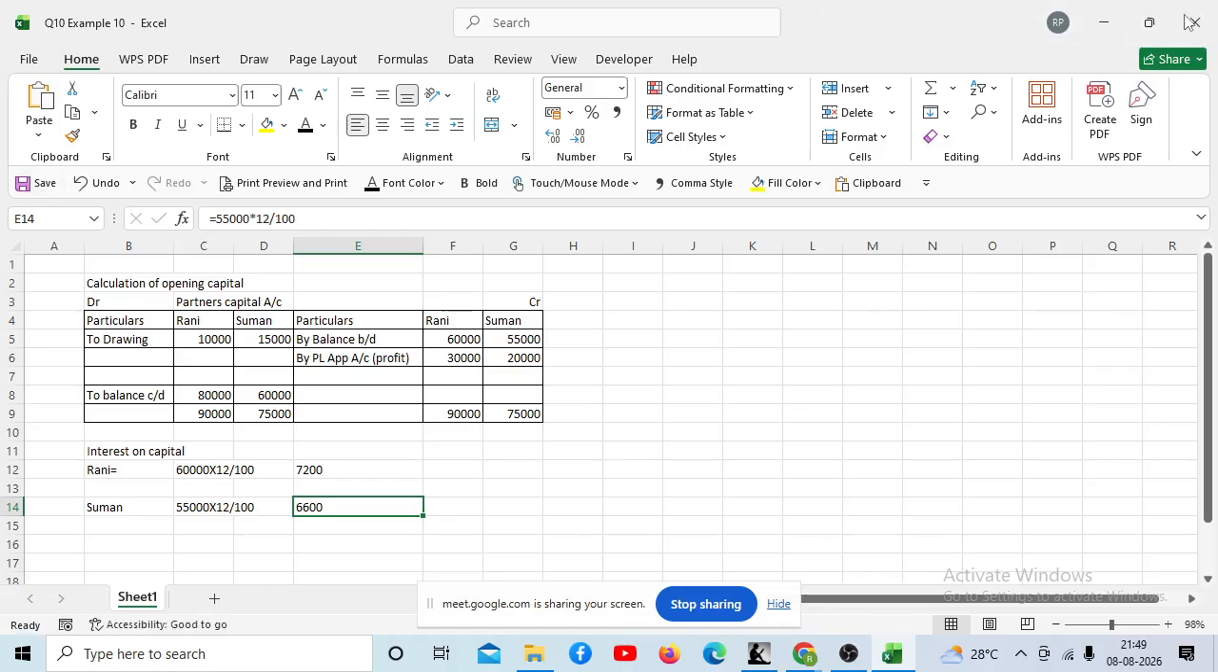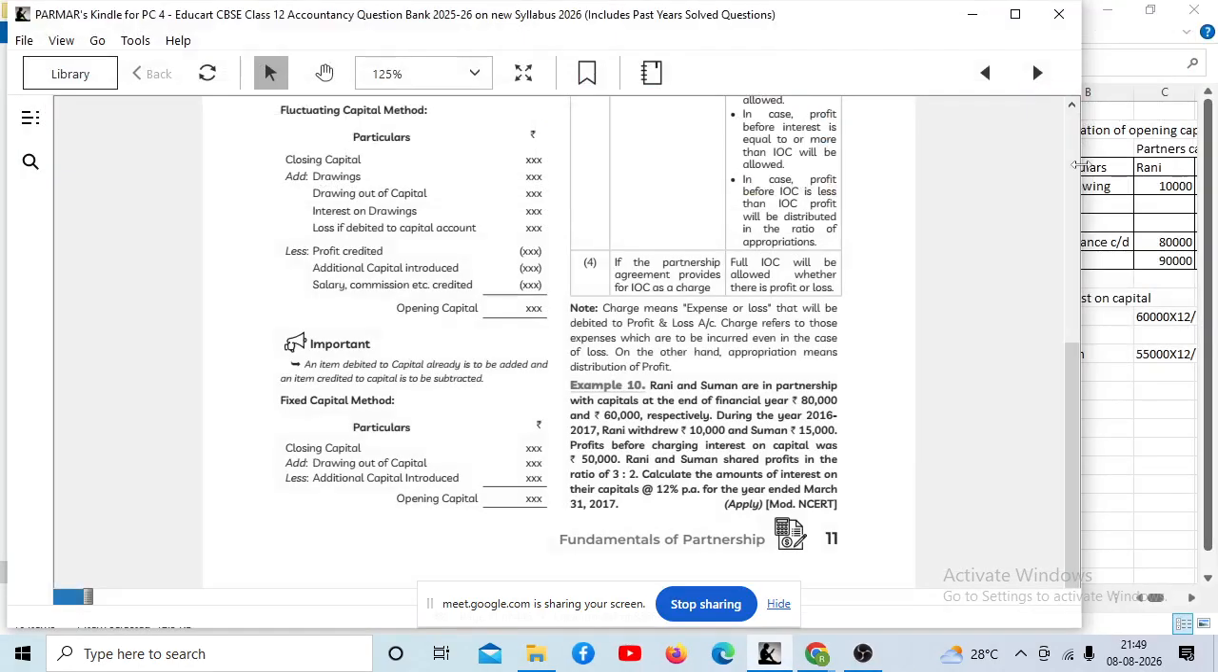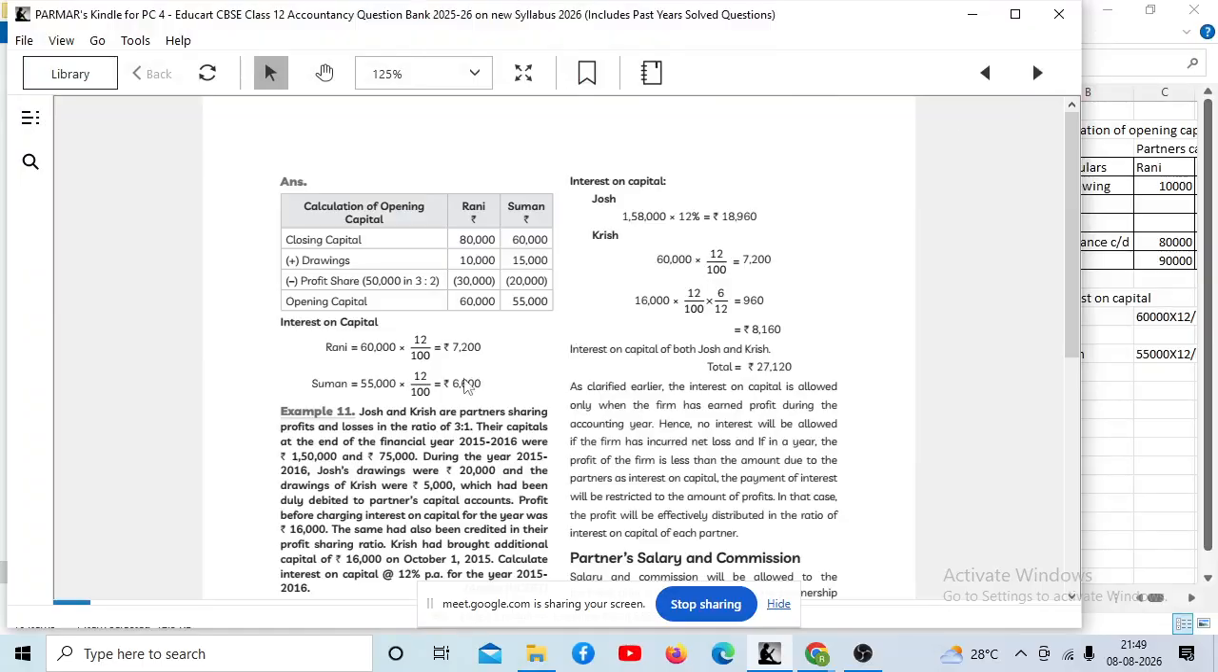Similarly, we will be solving question number 11 also. Let me read the question first. Okay. It is of the same type. Josh and Krish are partners sharing profit and losses in the ratio 3 is to 1. Their capital at the end of the financial year. Again, here also they are giving the closing capital, and interest on capital is always calculated on the opening capital, right? So closing capital is 1 lakh 50 and 75.